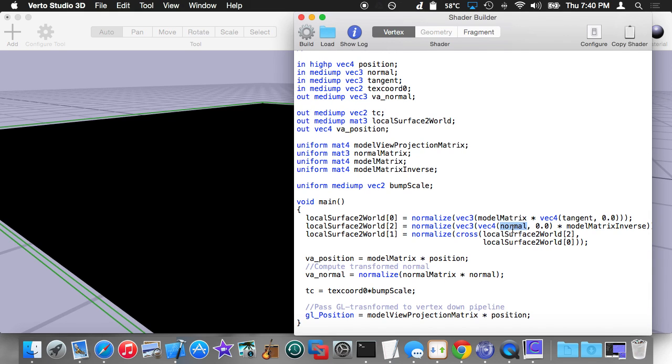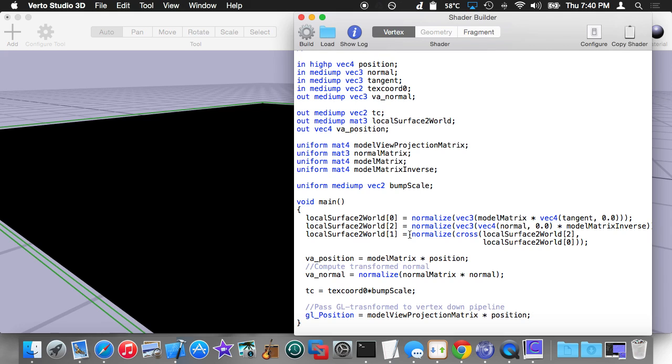If you want a normal to be transformed, for some magical reason, you always have to transform it by the inverse of the model matrix, and not just the inverse, but what's the word I'm looking for? The transpose of the inverse of the model matrix, which is the equivalent of multiplying it on the right. It's the best way I can explain that. That's how you get the normal vector, or the z-axis, for your local surface to world space transform.